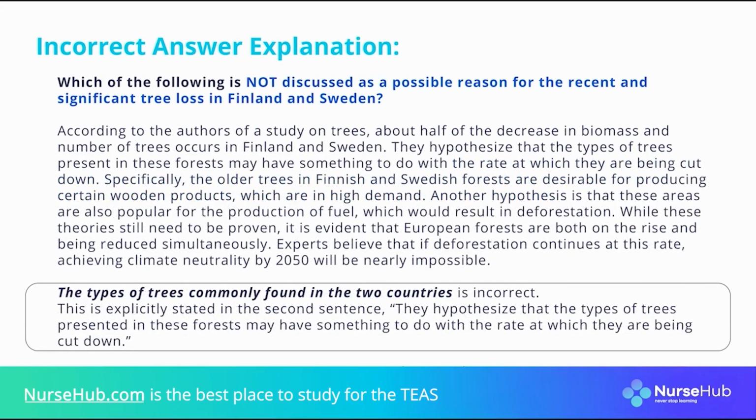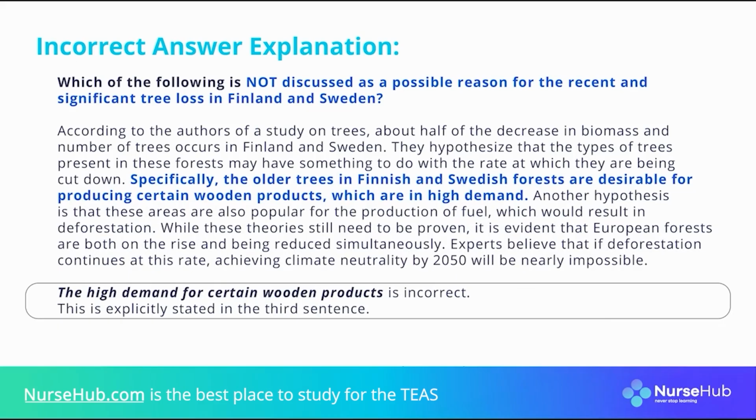Here's our first incorrect answer option. The types of trees commonly found in 2 countries is incorrect. This is explicitly stated in the second sentence. It reads, they hypothesize that the types of trees presented in these forests may have something to do with the rate at which they are being cut down.